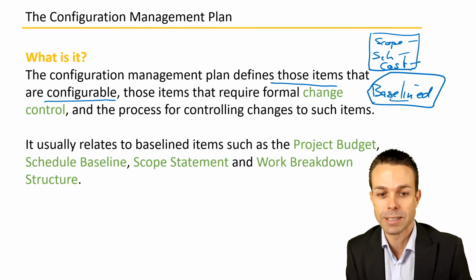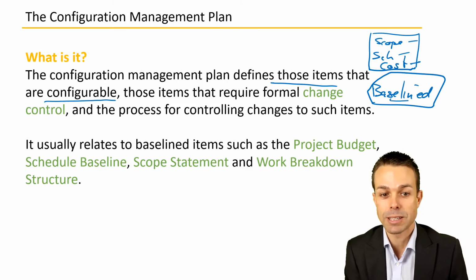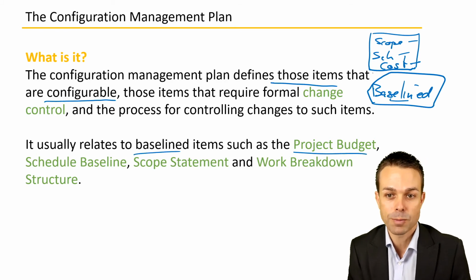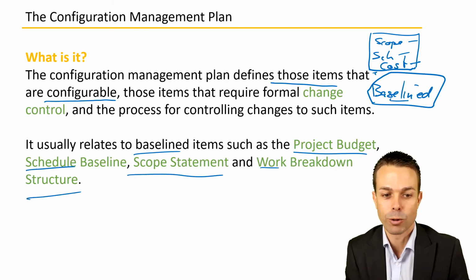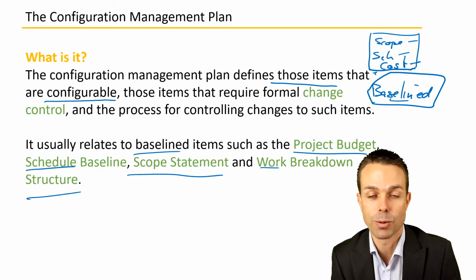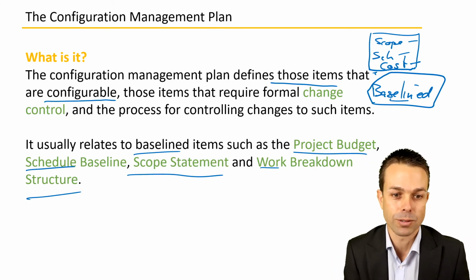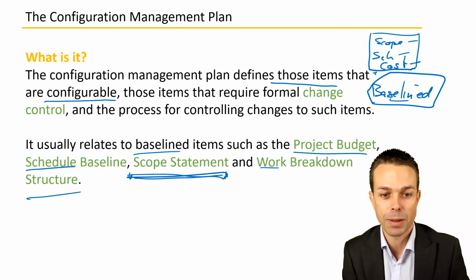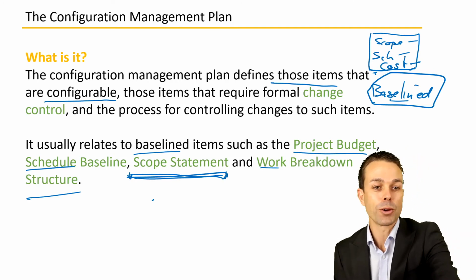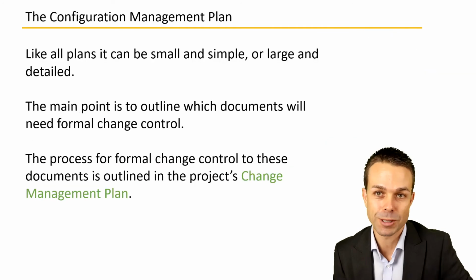changes to these items. So yes, it usually relates to these baseline items, such as the project budget, for example, in cost, baseline schedule, scope statement, and work breakdown structure, where we've broken down the scope statement into smaller activities for us to complete in order to deliver those features or those pieces of scope. So in order to change this, we'll need to go through the configuration management process.